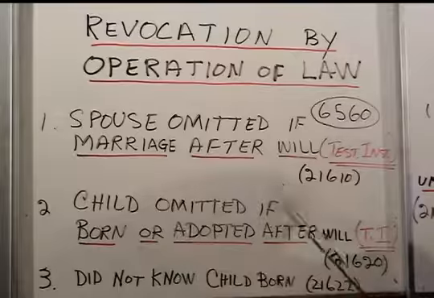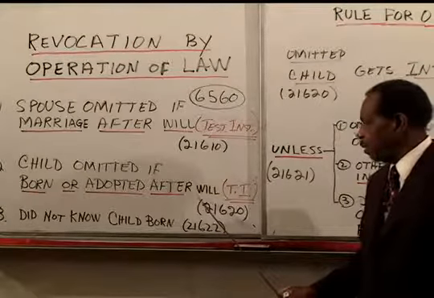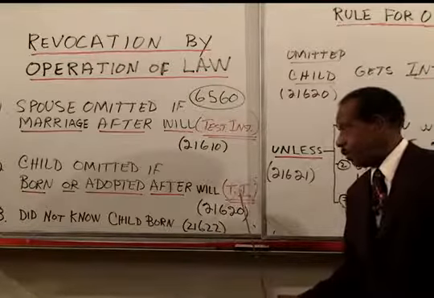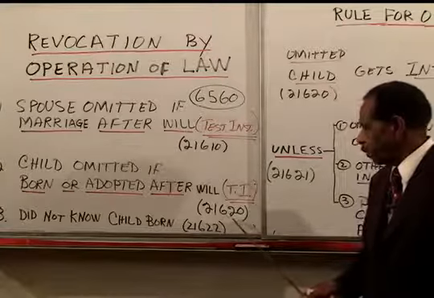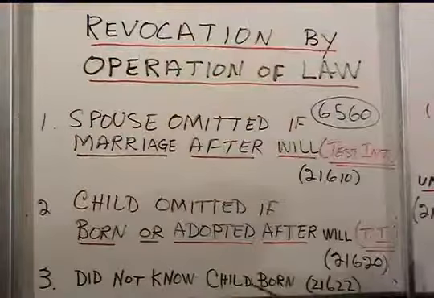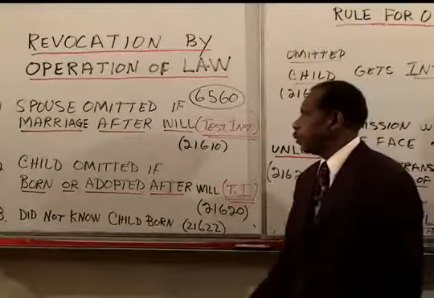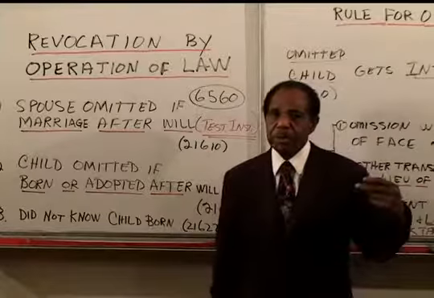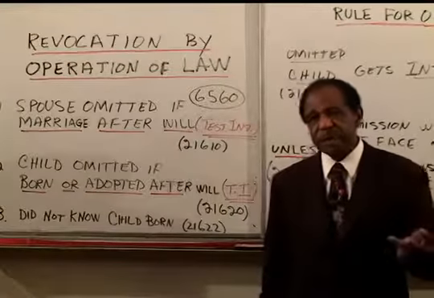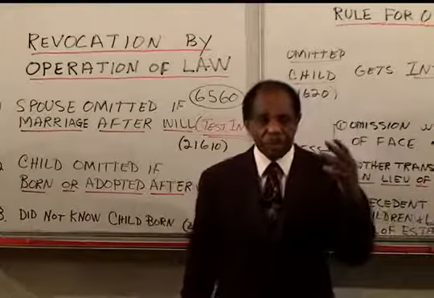If the child was born or adopted after the will, that's an omitted child, or after a testamentary instrument beginning in 1998, which included wills and revocable trusts. That's found at 21620. If the person did not know that they had a child, that child gets an intestate share under 21622. Okay, so we know how to become an omitted spouse, how to become an omitted child, and we know that the basic policy is to give that person their intestate share for both the spouse and the child. But there are some qualifiers.